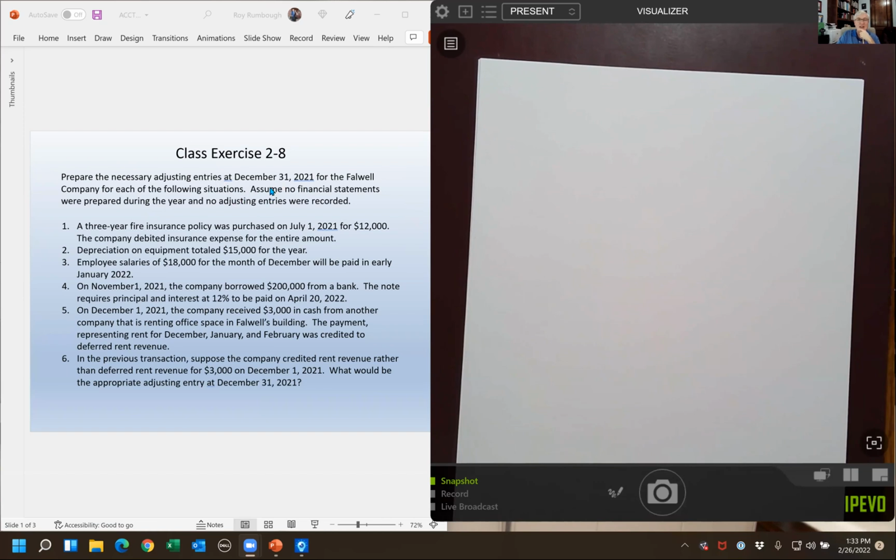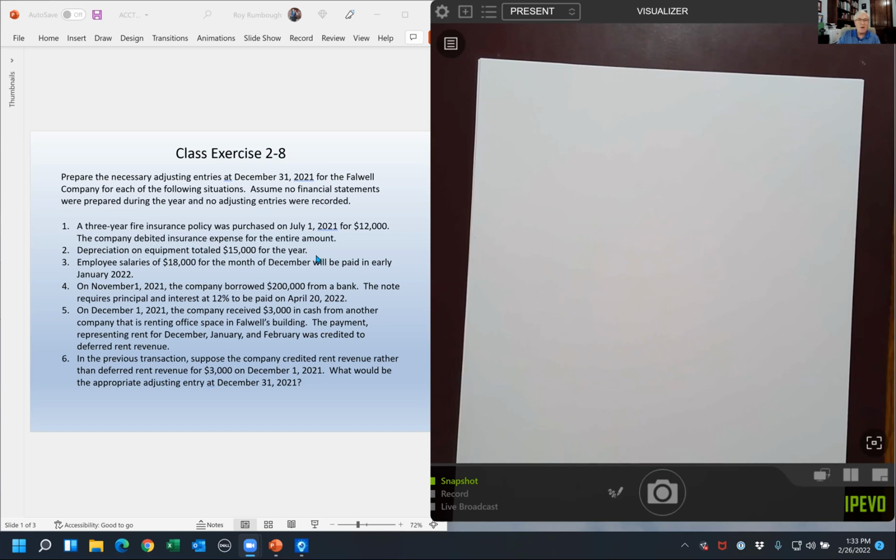And so number 1 fact, these are the adjusting entries for the period ended December 31st. That's going to matter here as we get to 2021. And we're going to assume no financial statements were prepared for the year. So when we do these adjusting entries, we're not doing it just for the month of December. We're doing it for the whole year of 2021. And that matters. You have different answers otherwise. So let's start here with number 1.